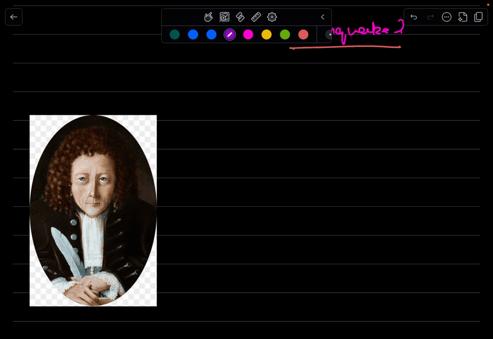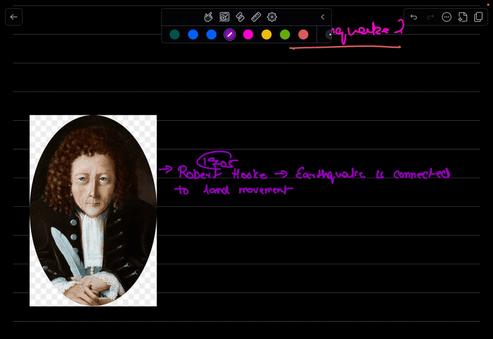But just talking about the background, earthquake for the first time was connected with land movements according to some person. This person is Robert Hooke. Yes, he is the same person who discovered the cell. Multi-talented people back then, an Englishman. He said that earthquake is connected to land movement. So he was the one to say it, and this was as early as 1705, beg your pardon, 1705.